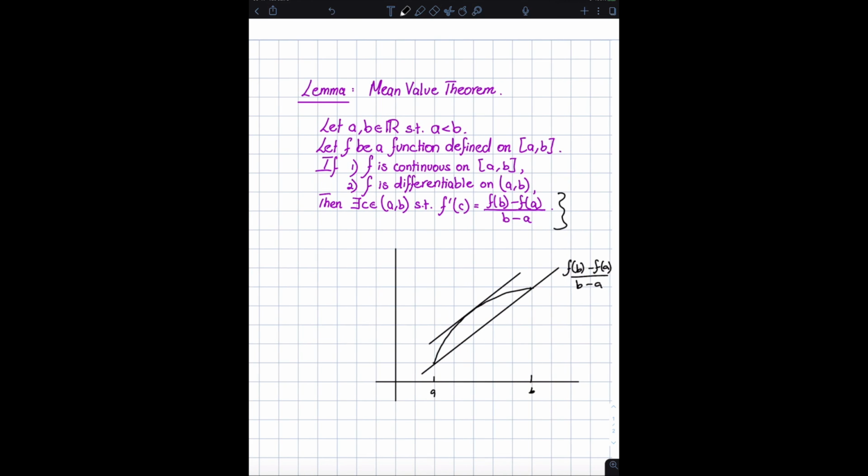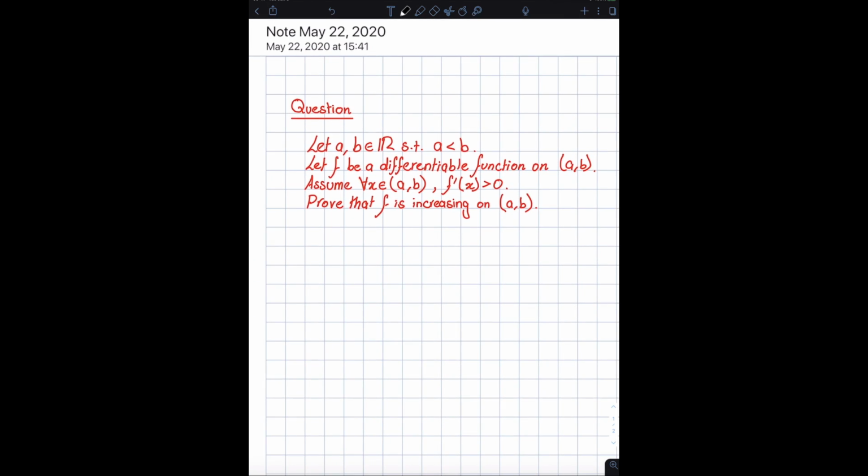Okay, so I'm going to be using this theorem, and one other thing that I'll be using is the definition of an increasing function. So this is how we rigorously define what it means for a function to increase. So we say that f is increasing if and only if for every x1 and x2 in its domain, we have that if x1 is less than x2, then f of x1 is less than f of x2.